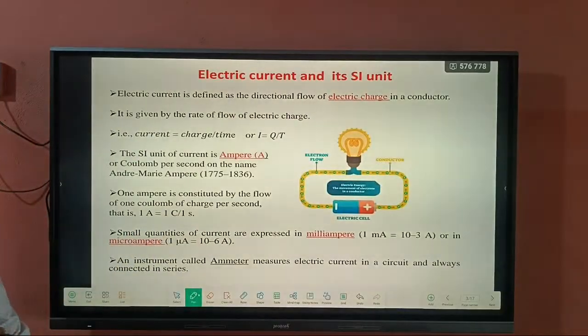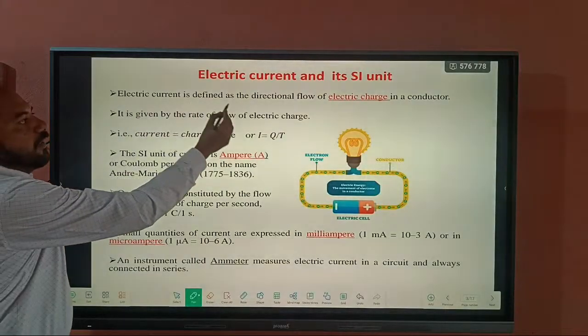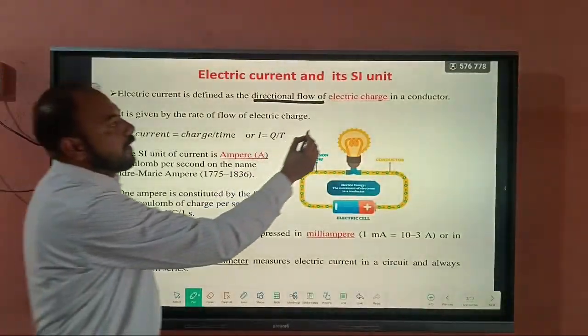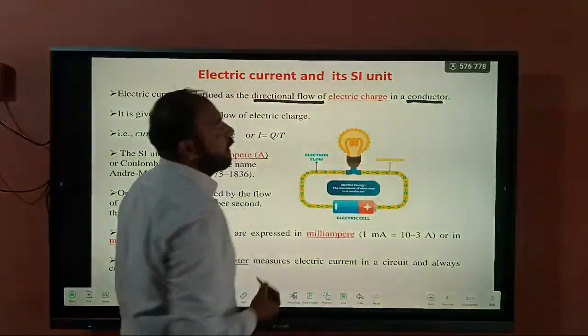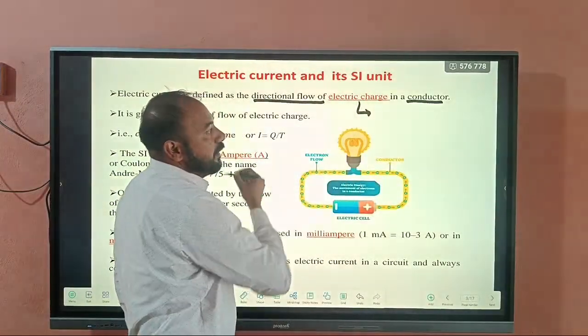So again, what is electric current and its SI unit? We know electric current is defined as the directional flow of electric charge in a conductor. First of all, what is electric charge?